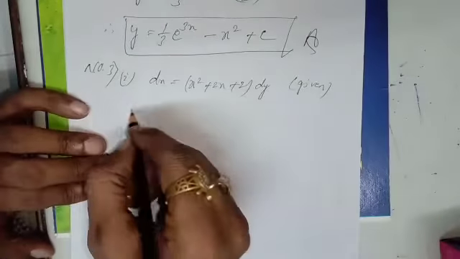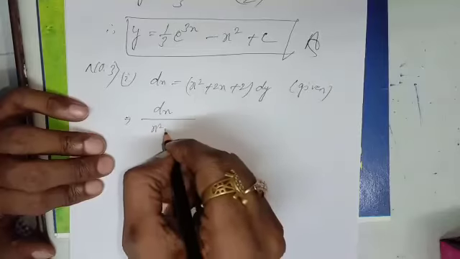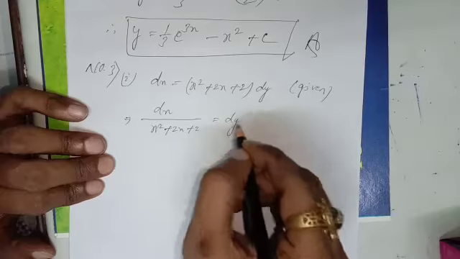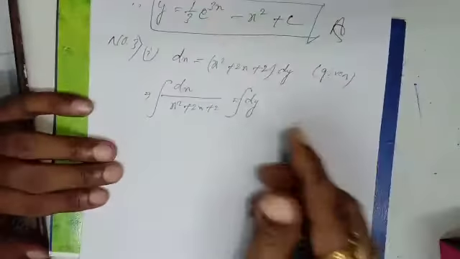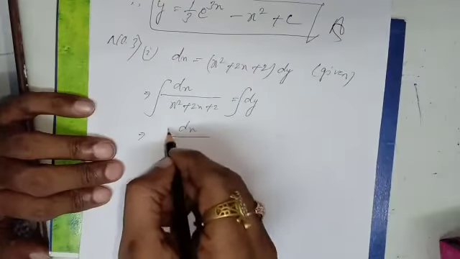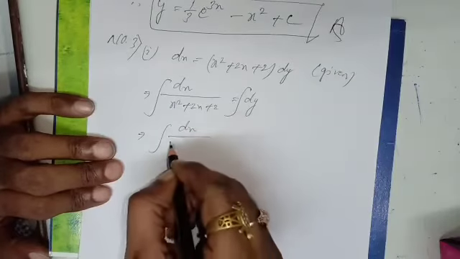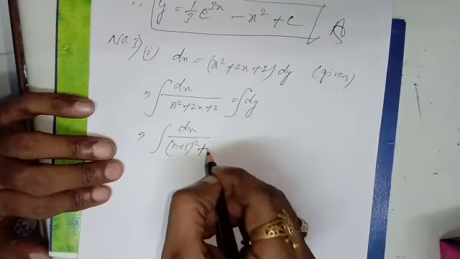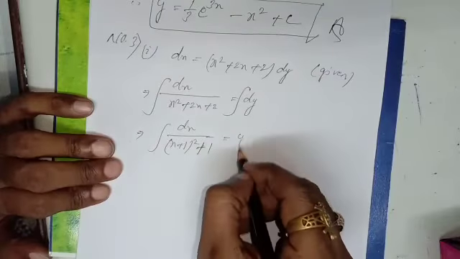First of all you have to separate the variables. This will be dx by (x² + 2x + 2) is equal to dy. After the separation of variables you have to integrate. Now you see, this is the dx integration. You have to arrange properly. x² + 2x + 1 will be (x + 1) whole square, and this will be 1 left. That means 1 squared, and is equal to the integration of dy, which is y.